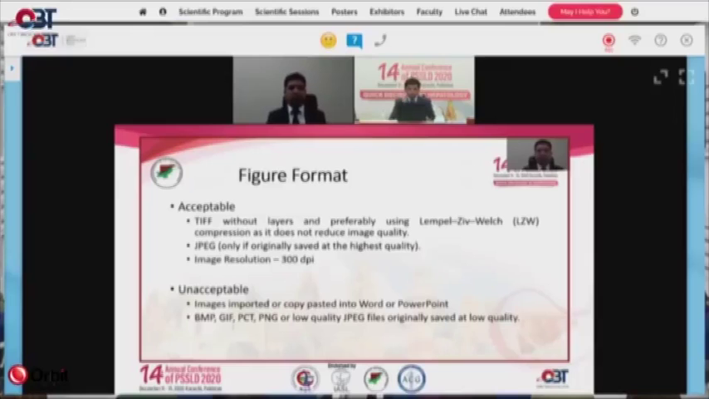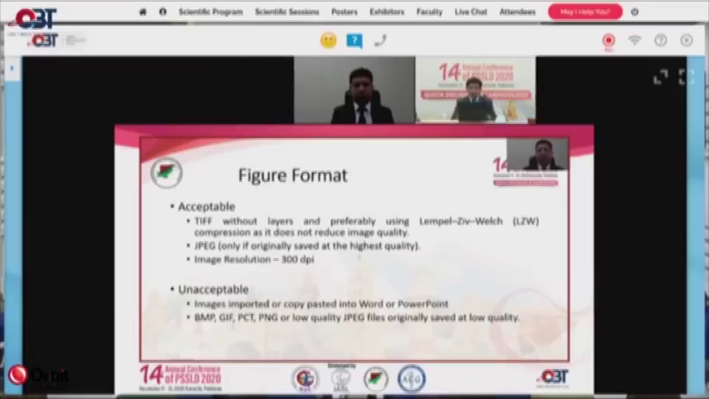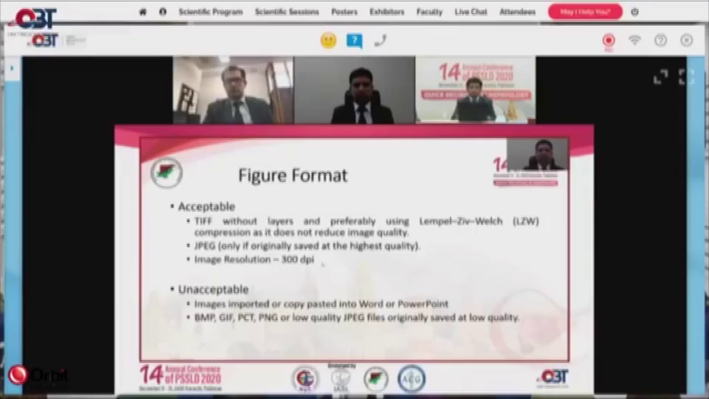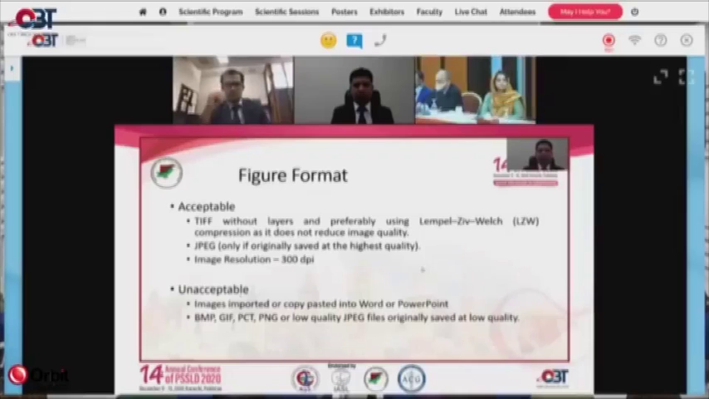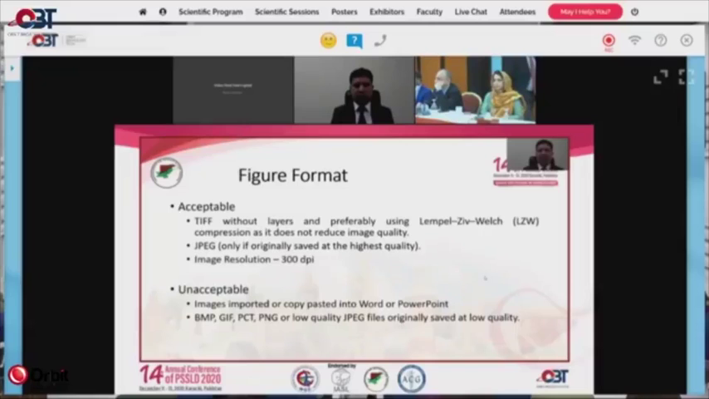The figures and tables should be provided in a high quality format, and TIFF format is recommended by many journals. Journals state that the figure should be submitted in TIFF without layers, preferably using LZW compression, which does not reduce the image quality. JPG is acceptable only if your figures are saved in high quality format, and the image resolution should be at least 300 dpi. Unacceptable figure formats are images imported or copy pasted into Word or PowerPoint, and other formats like JPG files which are saved in a low quality format.